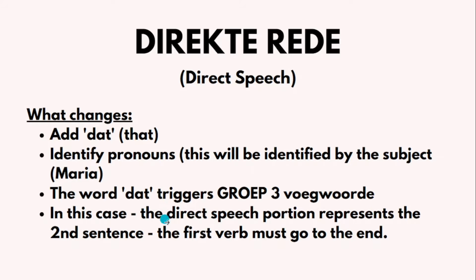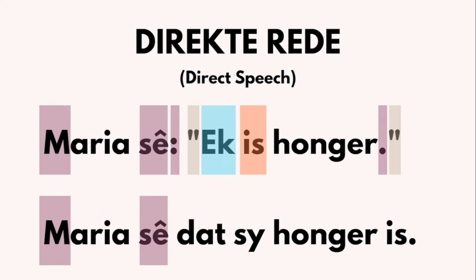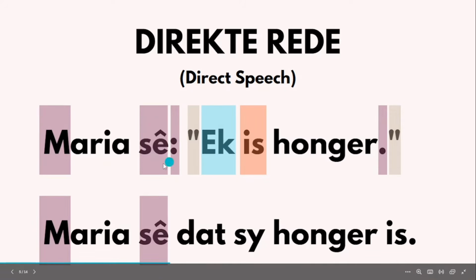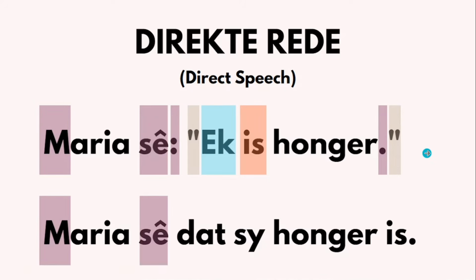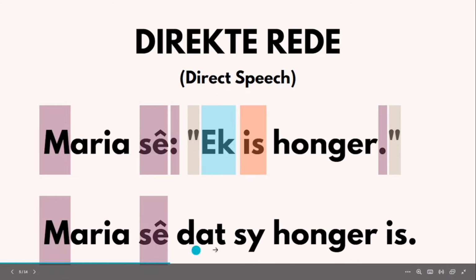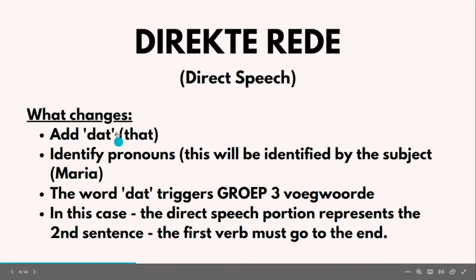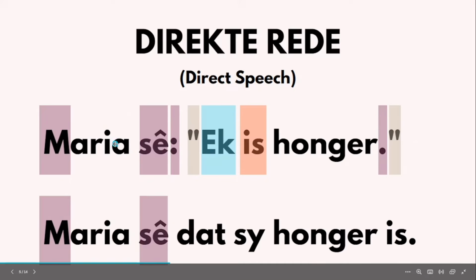So in this case, the direct speech portion represents the second sentence. So before you go anywhere, you need to identify the first verb in the direct speech portion so that you know that that goes to the end. And I'll show you how to do that in the next slide. Okay, so here's your original sentence. Maria sê, "Ek is honger." First thing you need to do is add "dat" there, add "dat".